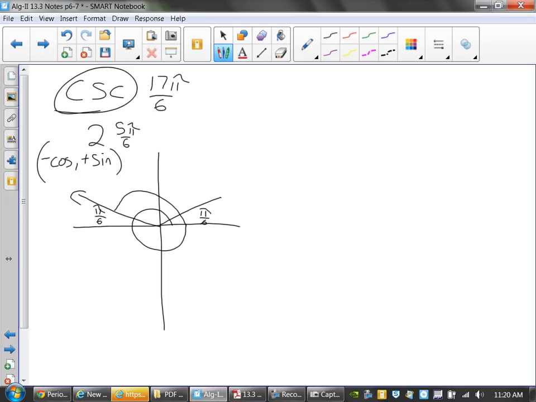Cosecant is the inverse of which one? Sine. So it's just going to be the same exact sine value. I think you were flipping this as far as the sine is. At this point, I think we should just call it a day. Sin. Yeah.